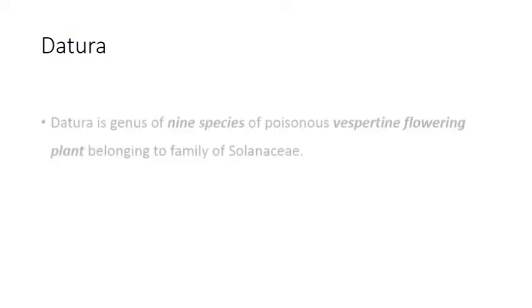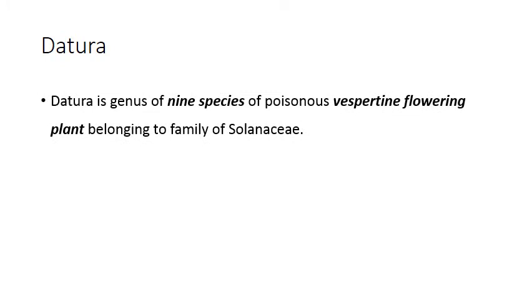So Datura, what is this Datura? Datura is a genus which includes 9 species of poisonous plants. Not just a poisonous plant, it is a poisonous vespertine flowering plant, and it belongs to the family Solanaceae.